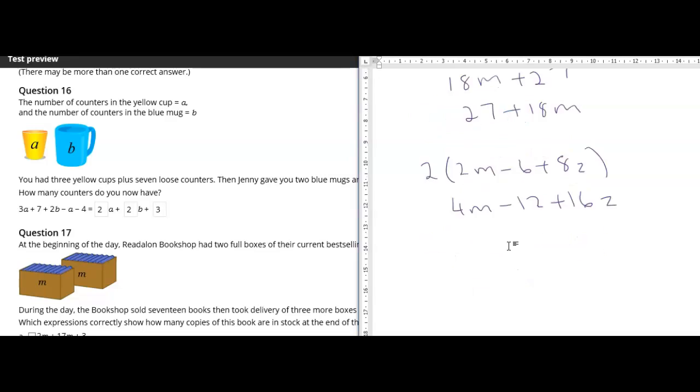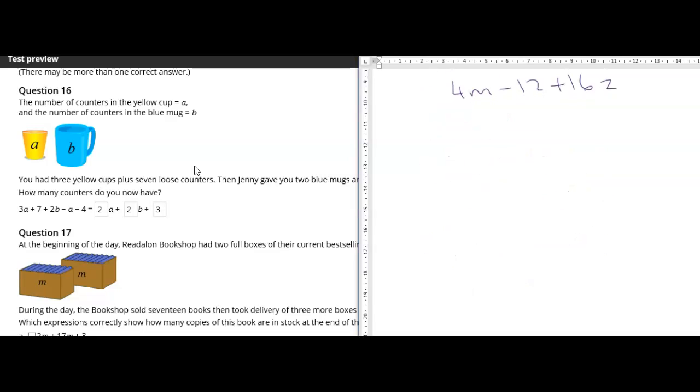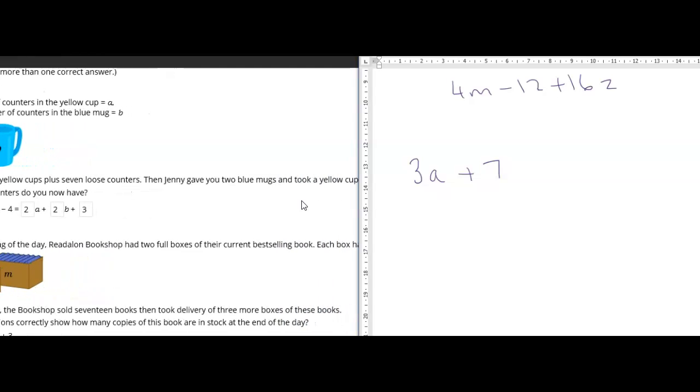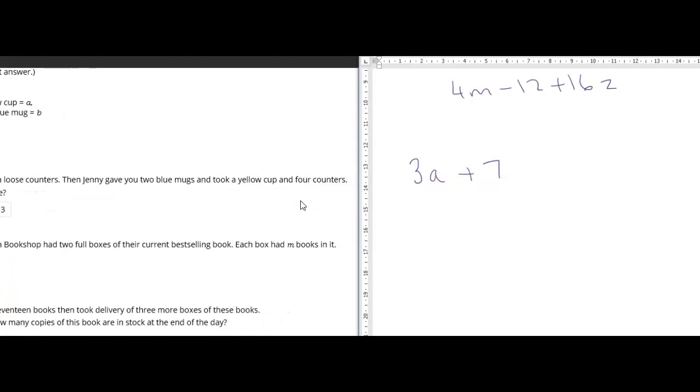All right, question 16. The number of counters in a yellow cup is A, and the number of counters in a blue mug is B. So you can see we don't know how many are in there. So you had 3 yellow cups plus 7 loose counters. So A is the number of counters inside that yellow mug. Then Jenny gave you 2 blue mugs and took a yellow cup and 4 counters.